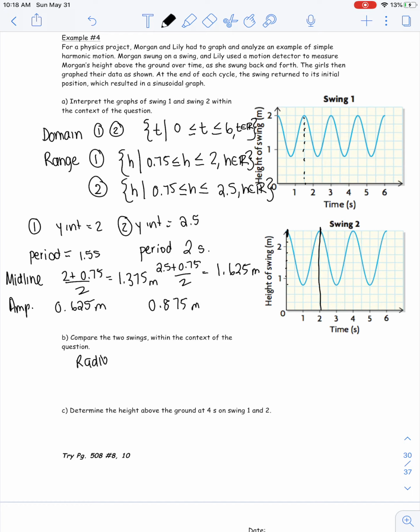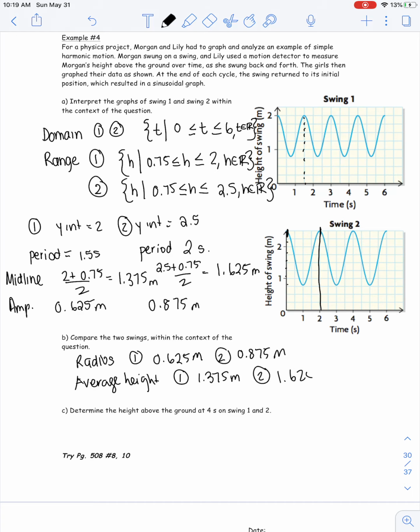So we know that the radius of the swing for swing number 1 was 0.625 versus 0.875. And then our average height above the ground for graph number 1, we said that it was 1.375 meters versus for swing number 2, it was 1.625 meters off the ground.